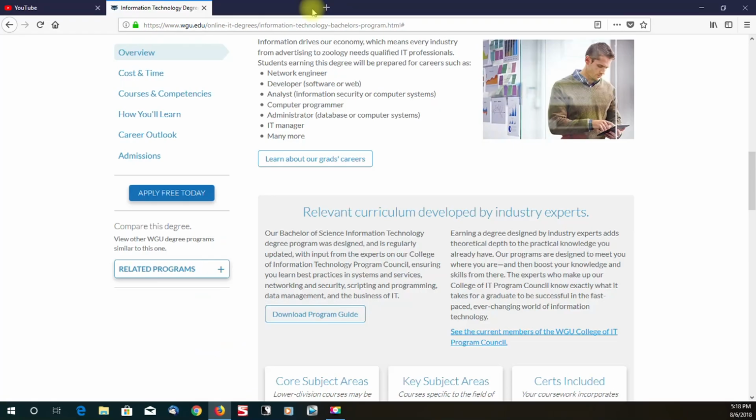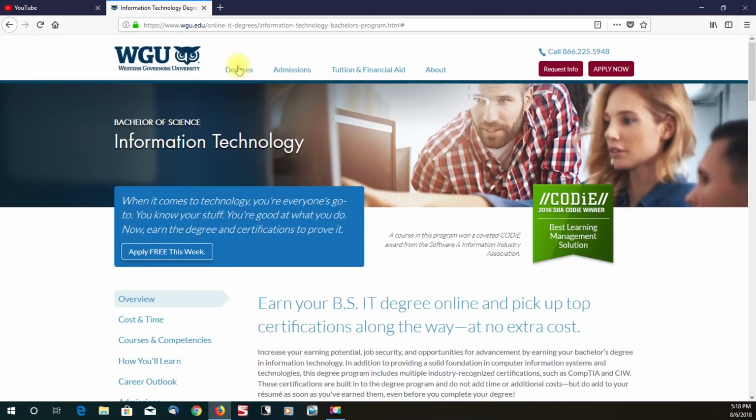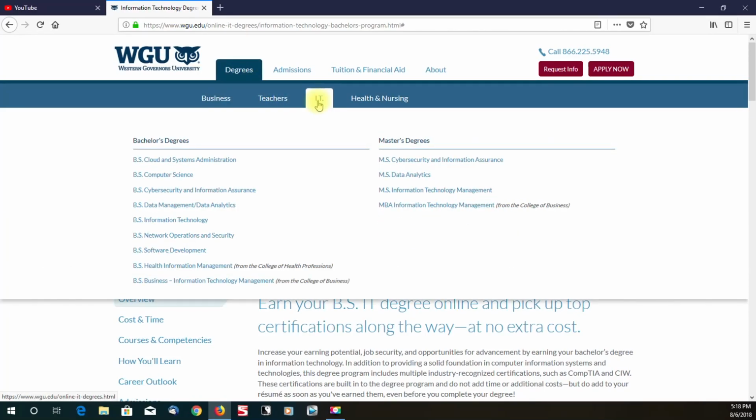They have other stuff too, other degrees I should say, besides the bachelor's in IT. They have things like cloud and system administration, computer science, cybersecurity and information assurance, data management, network operations and security, software development, health information management, information technology management. They also have master's degrees, and you can get things like cybersecurity and information assurance, data analytics, information technology management. And they also have an MBA option for information technology management.